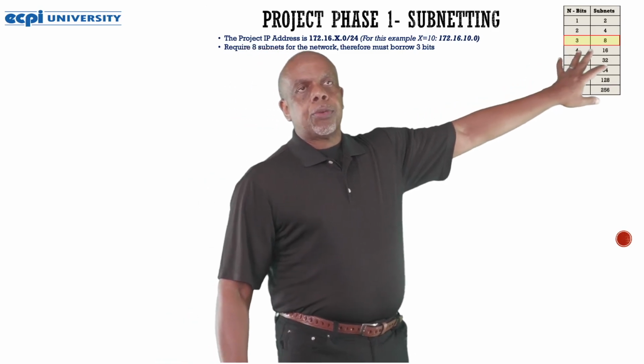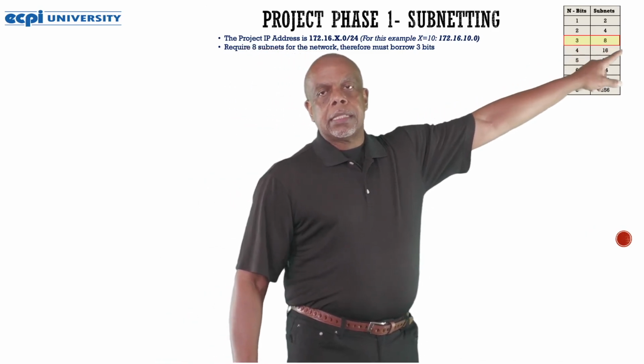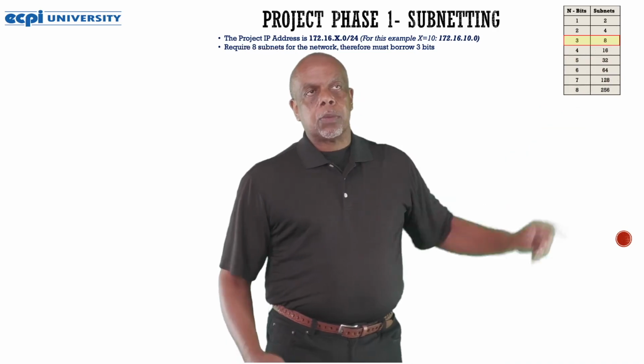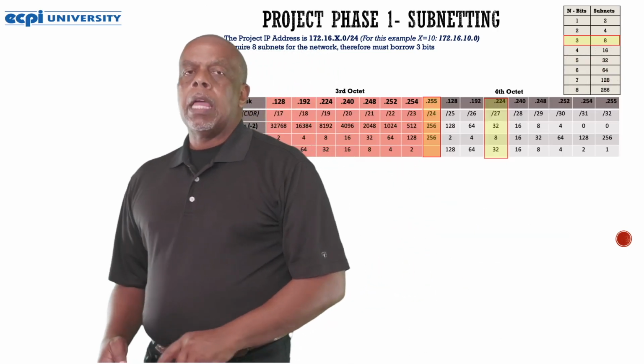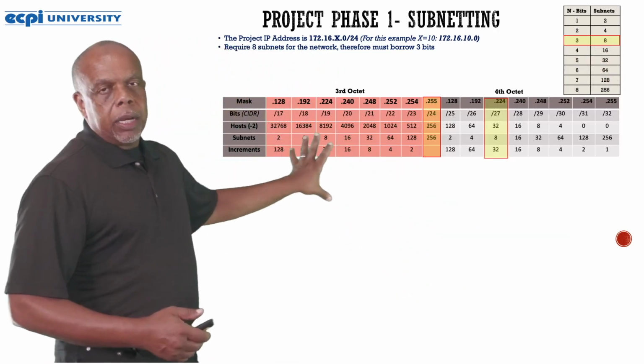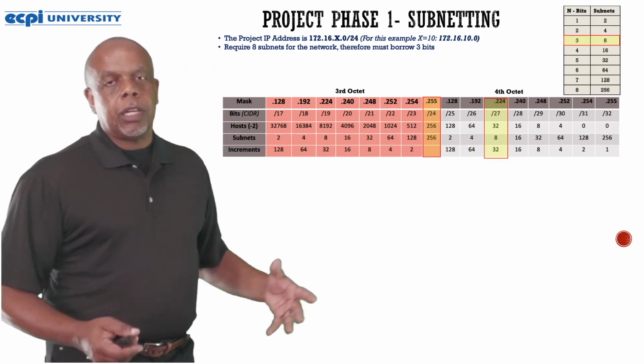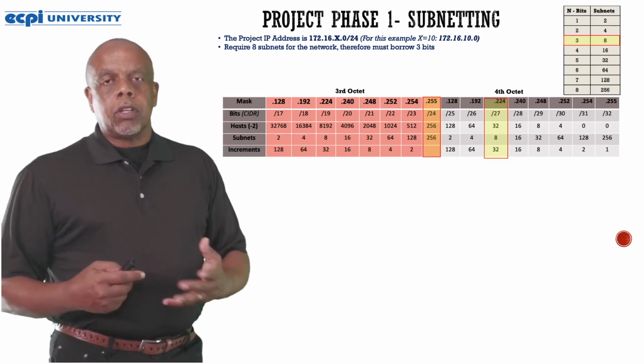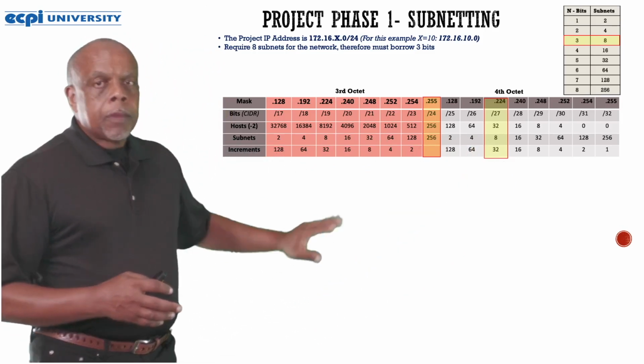We've got to borrow 3 bits. In order to get 8 subnets, we got to borrow 3 bits. And when we're talking about borrowing bits, what does that mean? Well, I know I lay mine out a little bit differently than some of the other videos for the class, just to give you a different look and feel of how to do this.